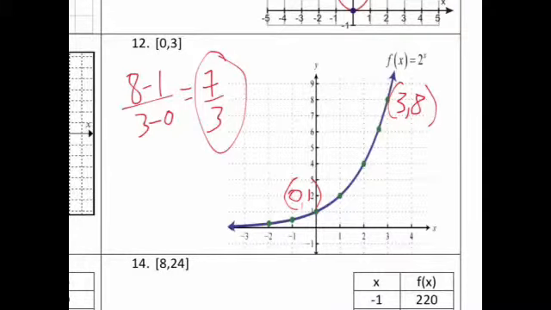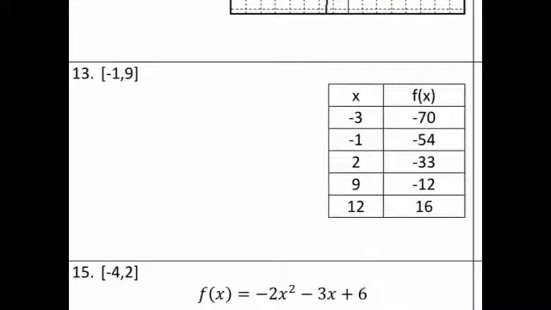Alright, continue on with our solutions for the Mastery Quiz 4 review. Moving on to 13. These ones, you get a table and it gives you the interval, and you get the average rate of change. So it starts where x is -1, and ends when x is 9. So these are our rows that we're going to use.